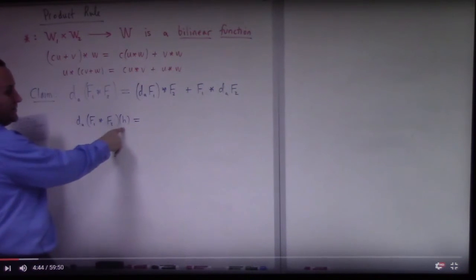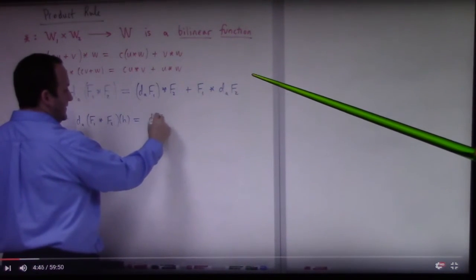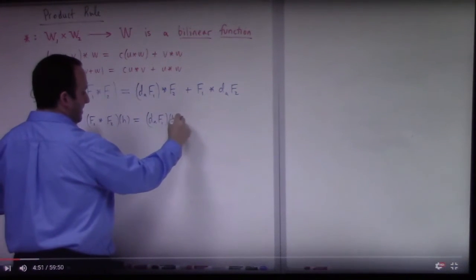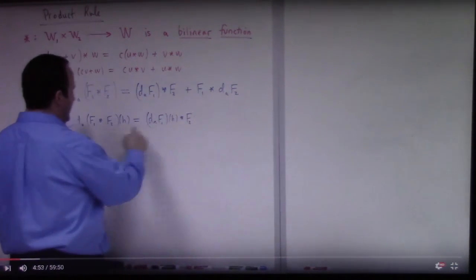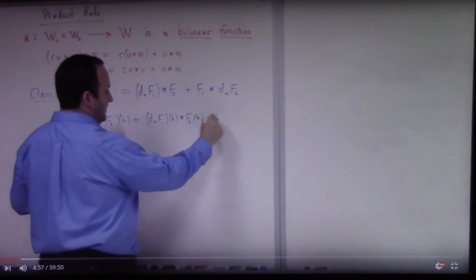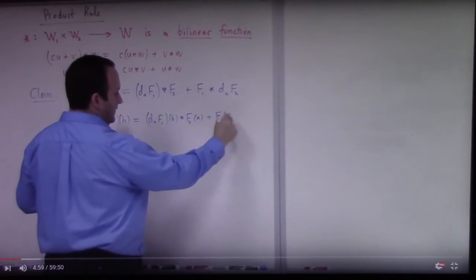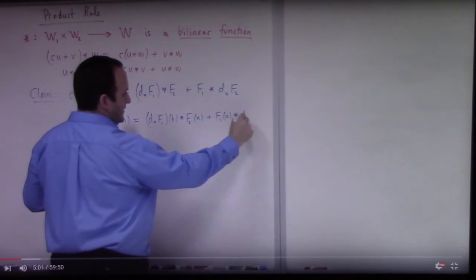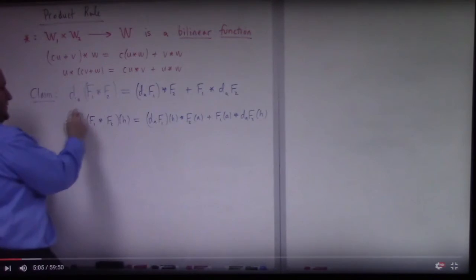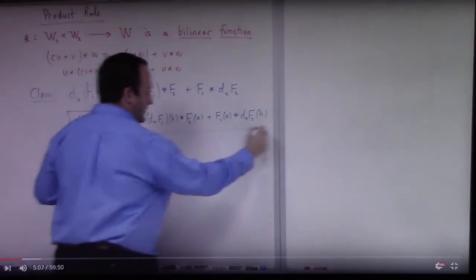And now I'm explaining what this compact notation really means. It means that if you are at the point A and you act on H, you get d_A f1 of H star f2 of A plus f1 of A star the differential of f2 at A acting on H, like so. So that's the claim.